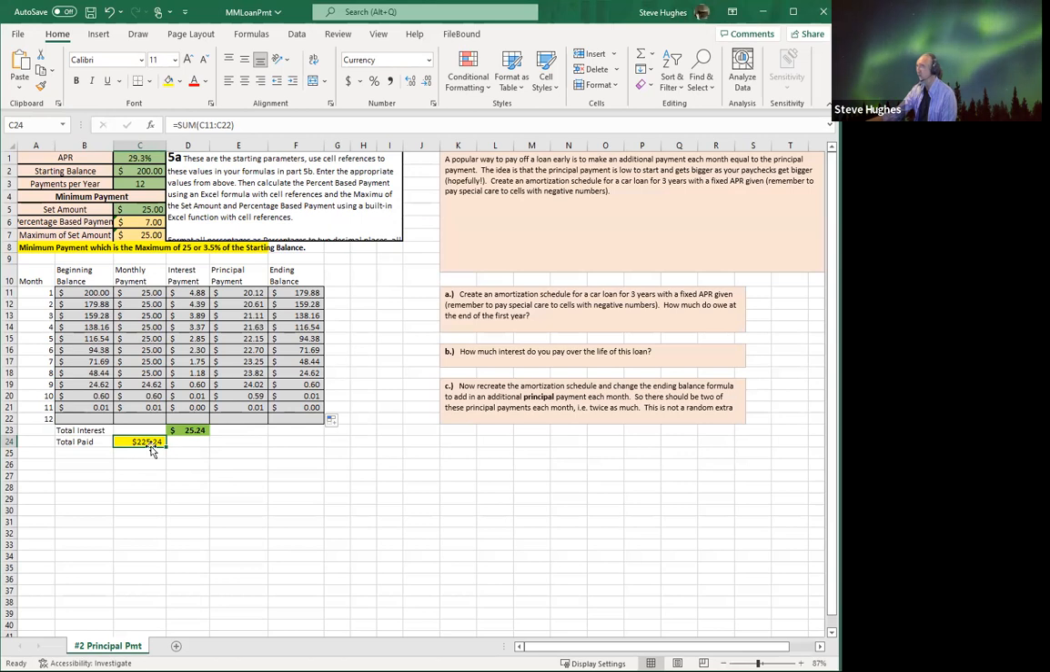Right here, you have the total that you paid on the credit card. It was $225. You had a $200 balance to begin with. Paying it off in less than a year, you paid $225 total.